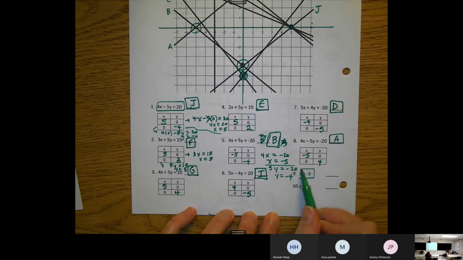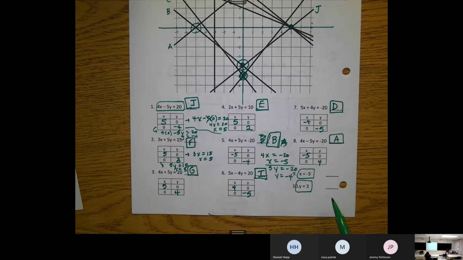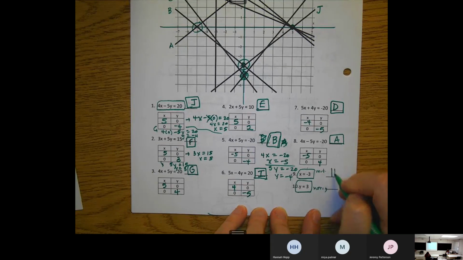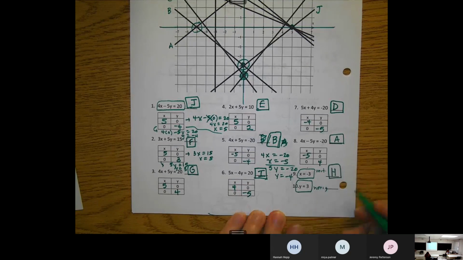And look how different 9 and 10 look. They don't have an X and a Y. They only have one or the other. So that's our special lines. When you see just an X and not a Y, that's the vertical one. H. When we see just a Y, not an X, that's the horizontal one. So H, that sounds good. And what does that leave us with for 10? C. See? Nice.